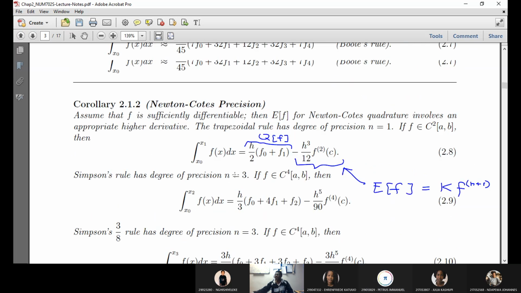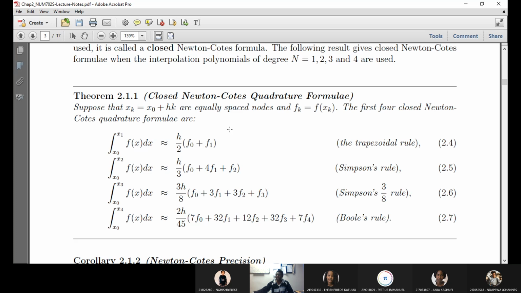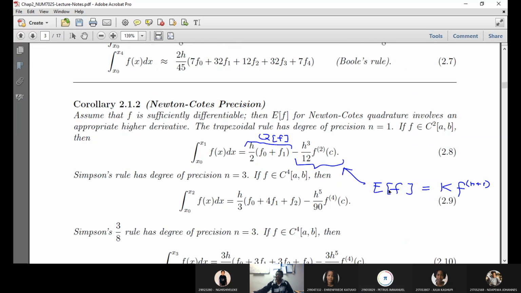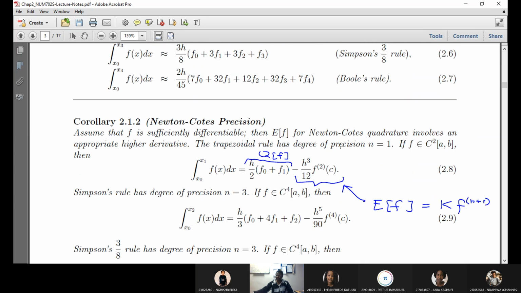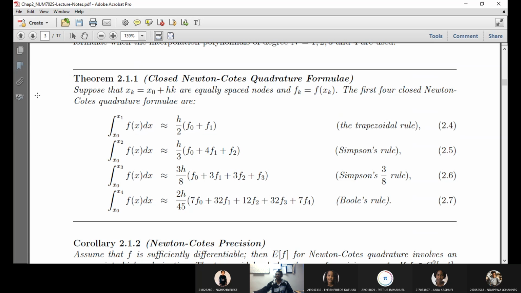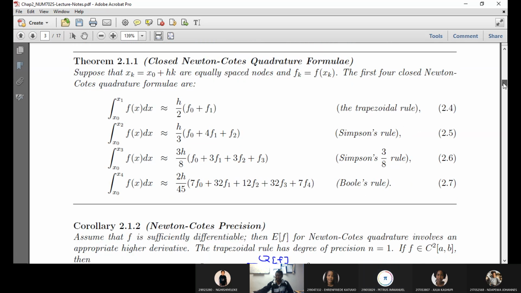Okay, so this is the theorem that gives us the various rules. And in the corollary, we have the extra information about the error term. From that, we have the degree of precision of the various quadrature formulas. So we are going to use these formulas, trapezoidal, Simpson's rule, Simpson's 3/8 rule, Boole's rule, to compute the following integral.